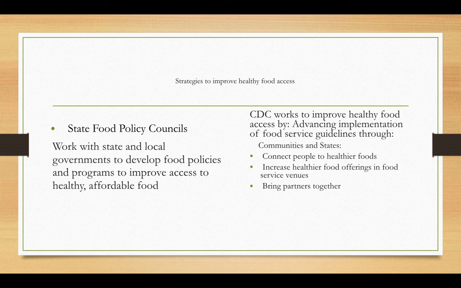According to the CDC, improvement of healthy food access can be achieved by advancing implementation of food service guidelines through communities and states, by connecting people to healthier foods, and by addressing transportation gaps in communities. Examples of this would be to establish accessible and connected pedestrian and bicycle networks that link to sources of healthy food.